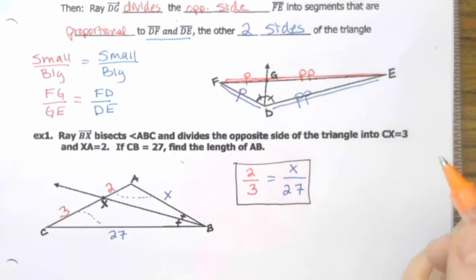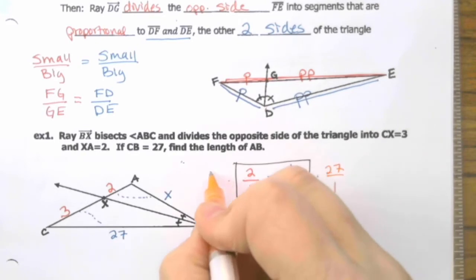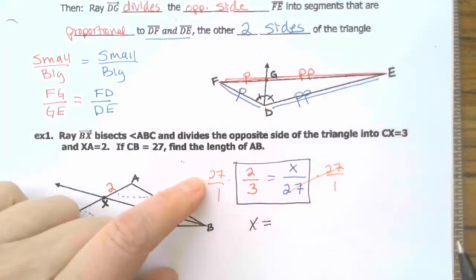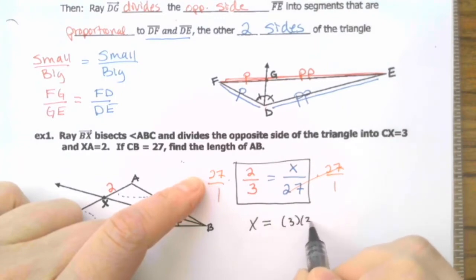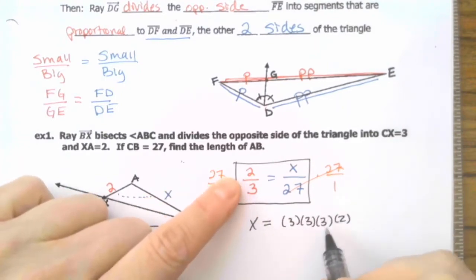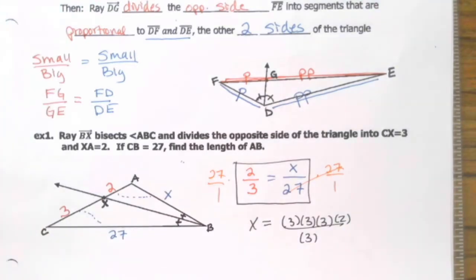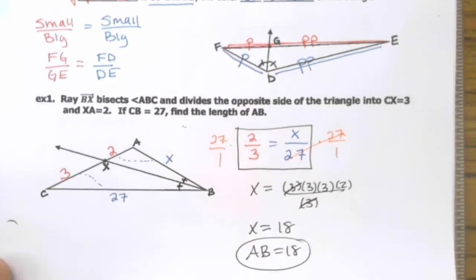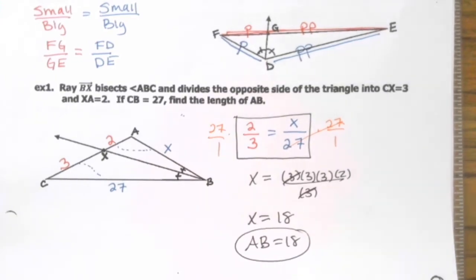Start by getting rid of the 27. Multiply by the reciprocal, 27 over 1. That gives you X on the right equals 27 times 2 over 3. So 27 is 9 times 3 times a 2 over 3. Notice I'm not bothering to multiply out 27 times 2. Without a calculator, it's just easier to factor the 27 and factor the 2. And then after things cancel, you have a lot smaller numbers. 9 times 2 is 18. So the length of AB equals 18. Pretty nifty theorem.